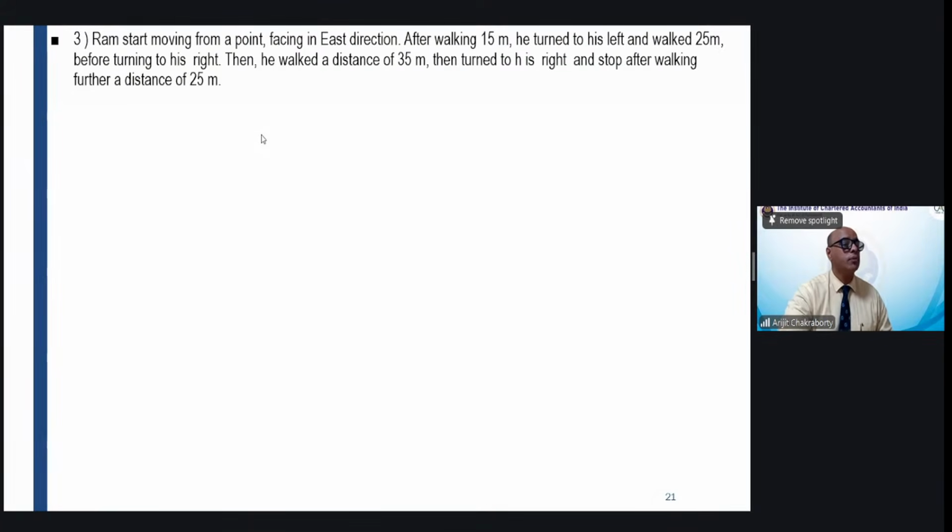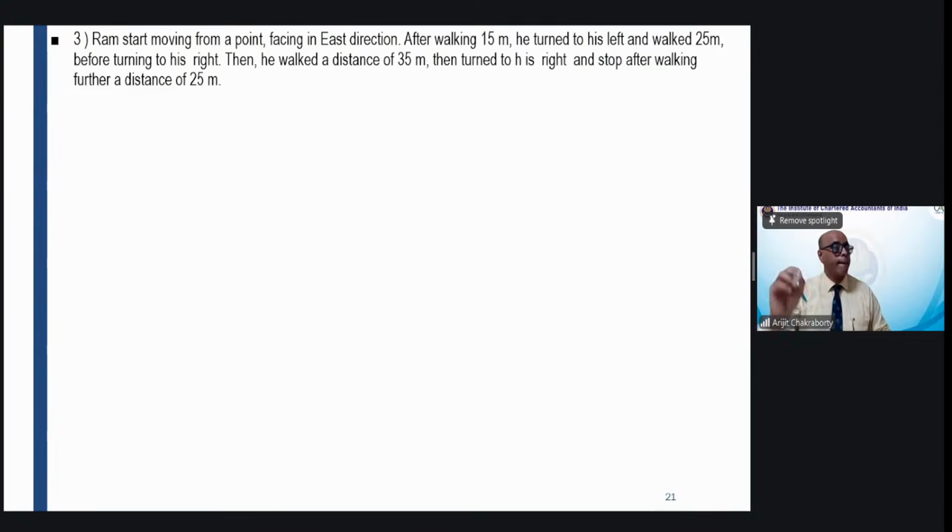Ram starts moving from a point facing in the east direction. He is going towards the east. After walking 15 meters, he turns to his left. East, then left, that means north. After walking 15 meters he takes a left turn, moving towards north, walking 25 meters before turning to his right. That means again he is moving towards the east. Then he walked a distance of 35 meters, going towards the east. Then turns to his right, and stops after walking a distance of 25 meters.